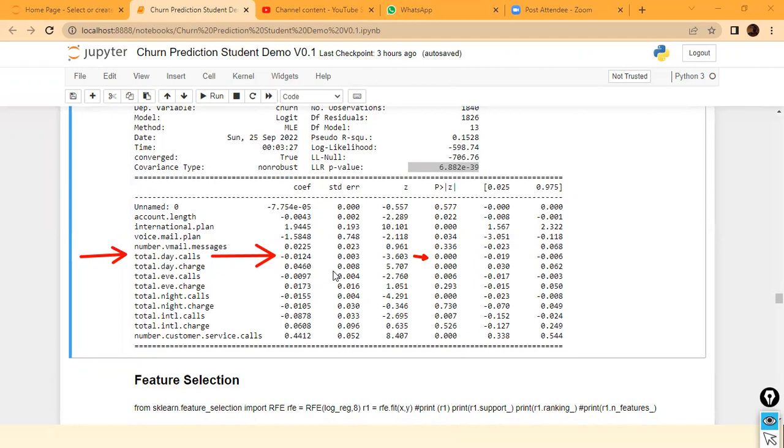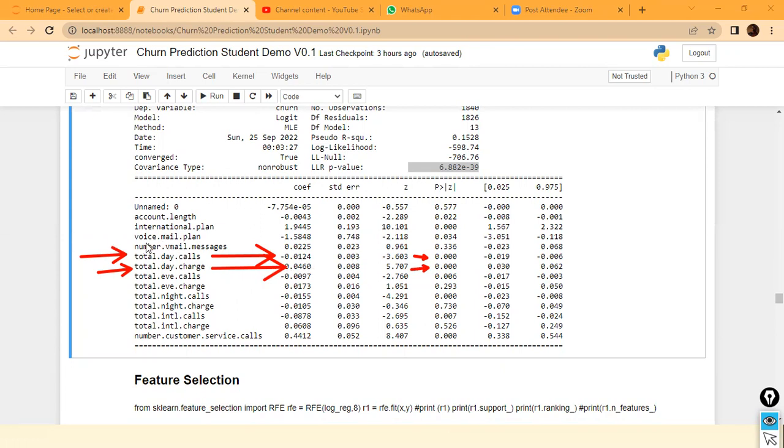Is it similar to linear regression? Partially similar, but here it is something like: each unit increase in total day calls will decrease the log odds of churn by 0.0124. This is how you need to interpret it. Similarly, total day charge is also significant, but here the coefficient value is positive. Each unit increase in total day charge will increase the log odds of churn by 0.0460. This is how we need to interpret.